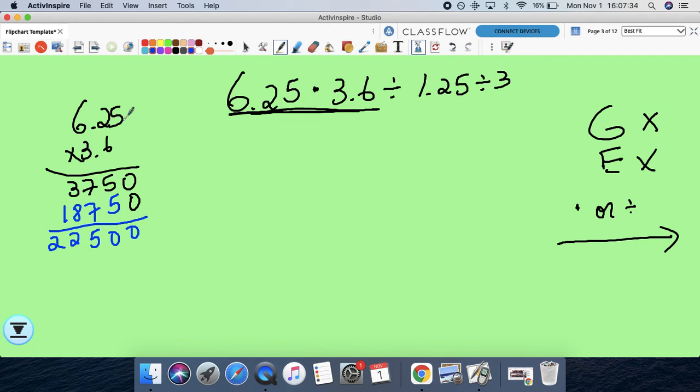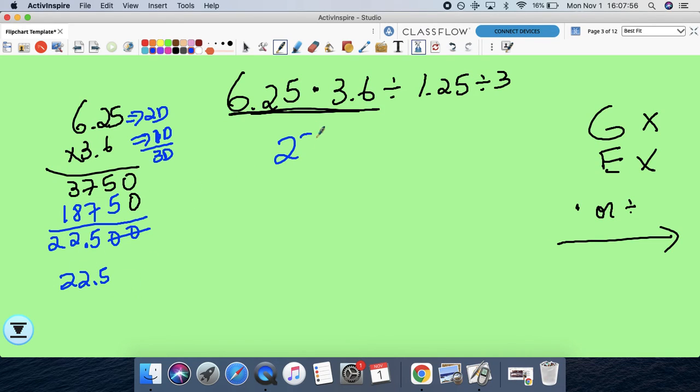12, 22. Now, I forgot, this has 2 decimal places, this has 1 decimal place. My answer is going to have 3 decimal places. So where do I put the decimal? You put it right here. So the answer is 22.5. These 2 zeros, I don't need. Okay, so I can cross that out. So the answer is 22.5.